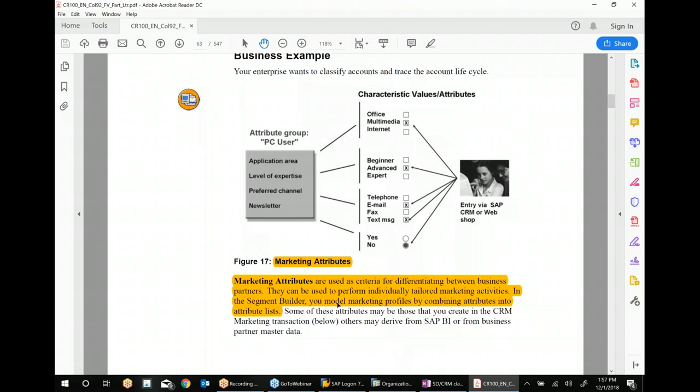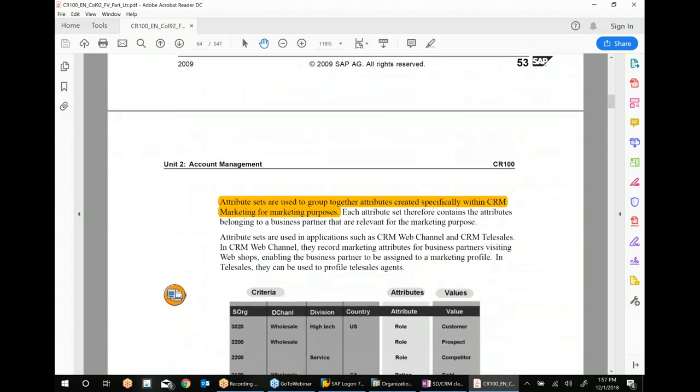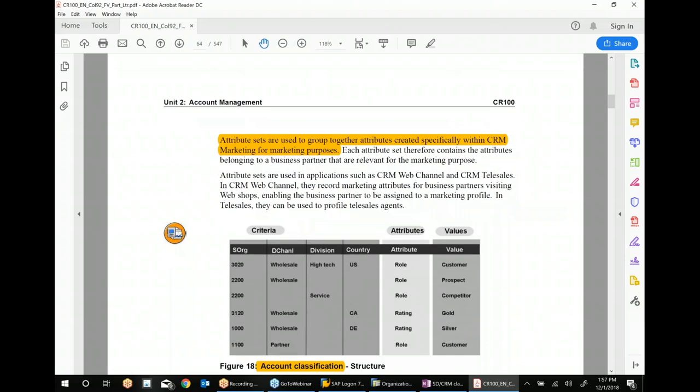Okay. So we have marketing attributes. You can define these attributes. These attributes could be whatever. You cannot do this in SAP SD.